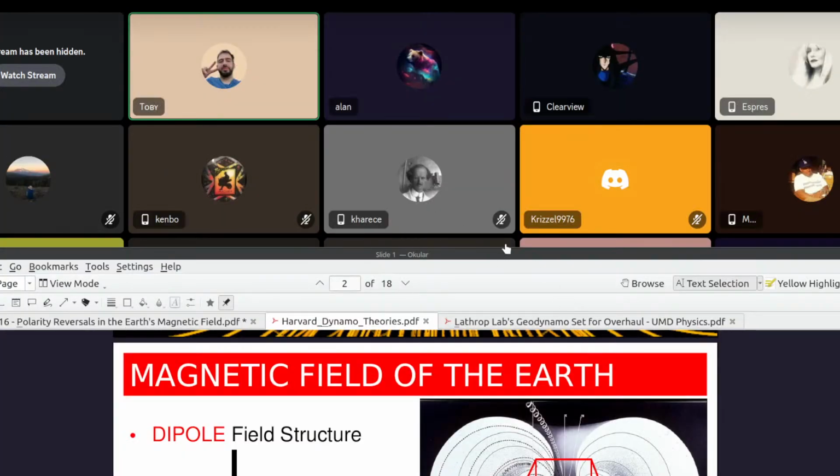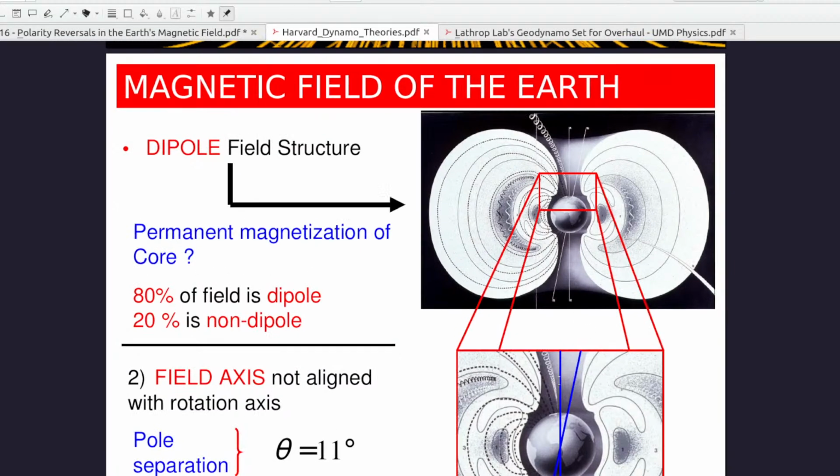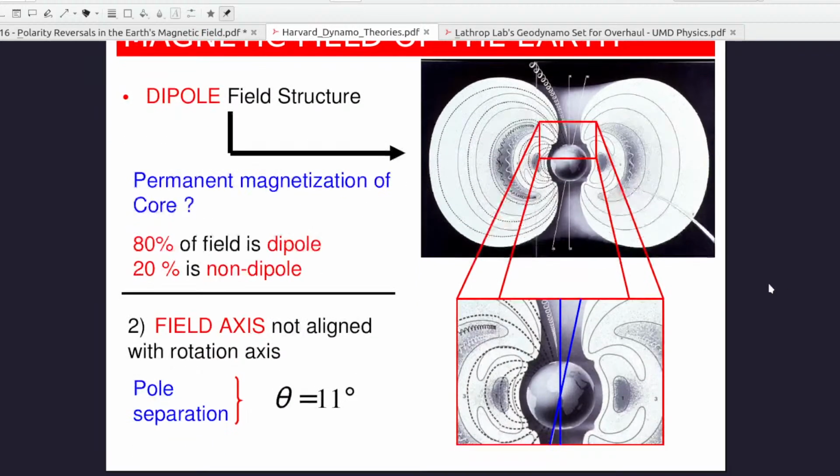And to be clear, that is what they invoke as the cause of the convection currents. They invoke the rotation of the Earth as the cause of the convection currents.